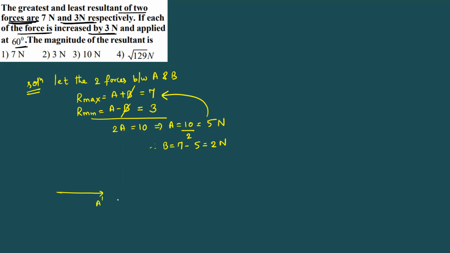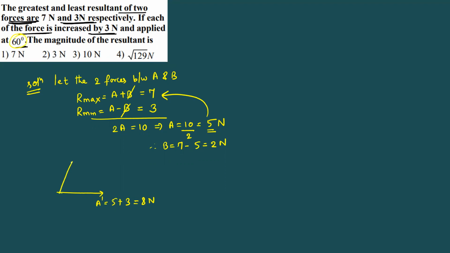New A, I'll call it A dash, which is equal to 5 plus 3, because it is increased by 3. It was 5. Now you increase by 3, so it will become 8 Newton. And B is also increased by 3, so 2 plus 3 will become 5, and they are applied at 60 degree.